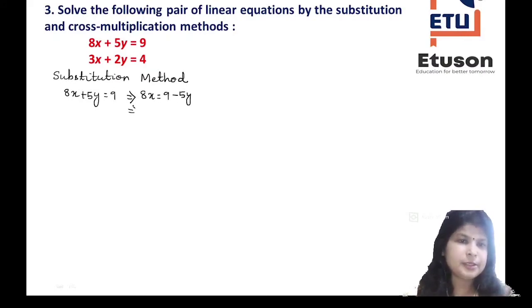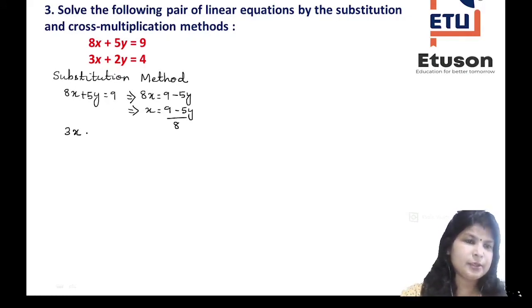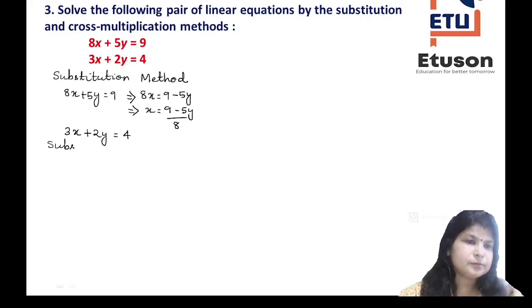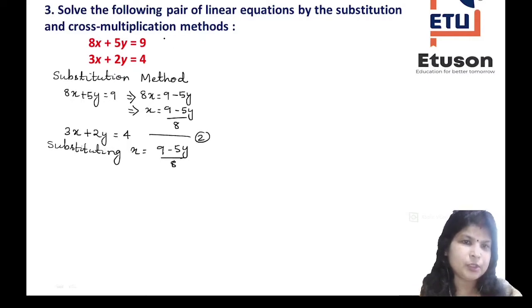So it implies your x will be equal to 9 minus 5y divided by 8, because we are in the substitution method. Now, what is your second equation? That is 3x plus 2y is equal to 4. Now, what I will do is, in place of x, substitute 9 minus 5y divided by 8. So, substituting x is equal to 9 minus 5y divided by 8 in equation 2, because this is your equation 1 and this is your equation 2.